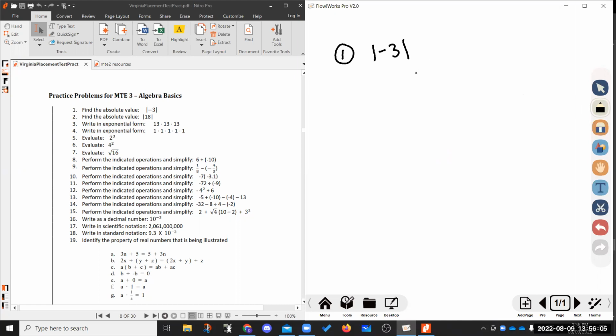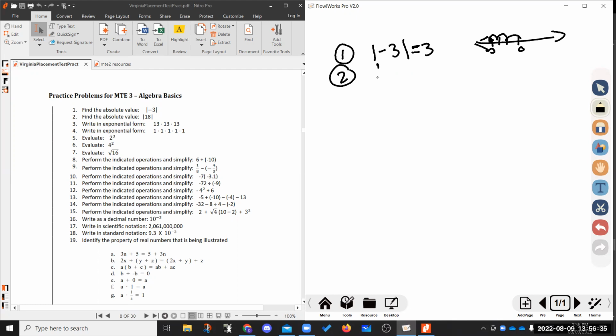The absolute value is the function that gives us the distance away from 0 on the number line. So if we look at -3 on the number line, it's 1, 2, 3 units away from 0. We're always going to be looking for the magnitude of the number, not the direction of the number. So ignore the direction, ignore the sign, and look at the magnitude of the number. The absolute value of -3 is 3.